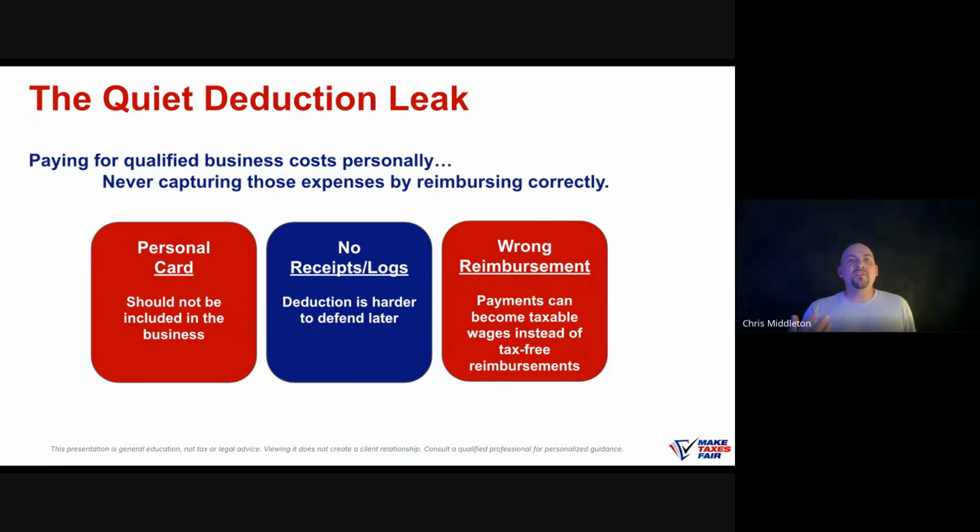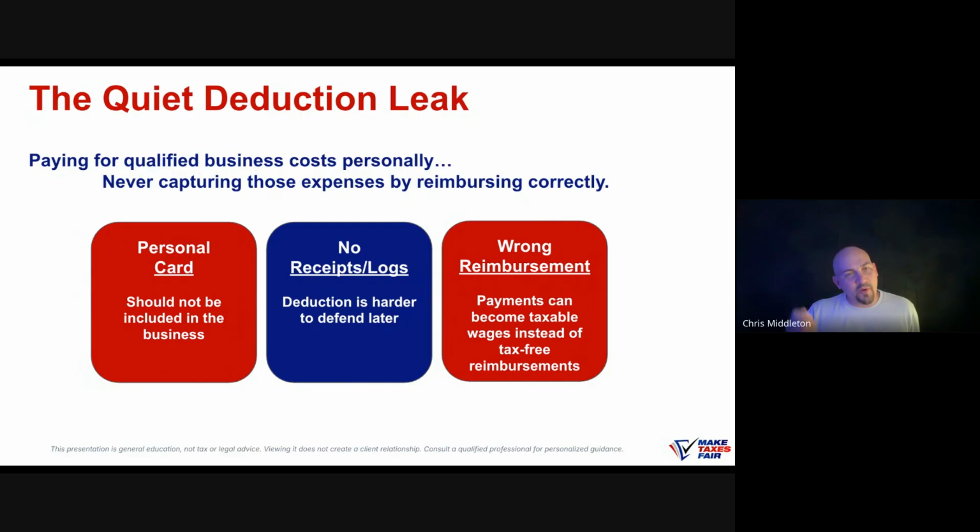Because there are things that you should be and are paying for personally. If you're paying rent, your home is not 100% business use. So it's very rare that you see 100% of your home being paid for out of a business legitimately. It's very rare that you see certain things being paid for 100% out of the business legitimately. So the goal is that we're going to stop missing those deductions by reimbursing them properly.